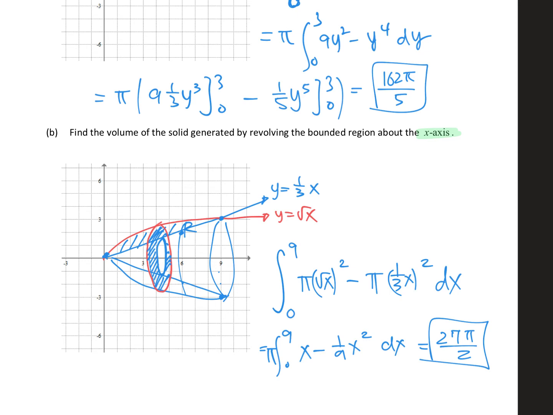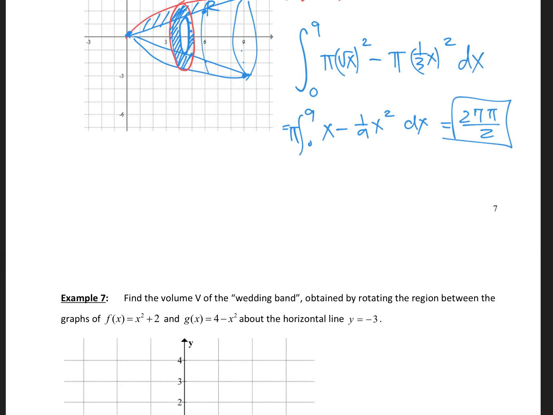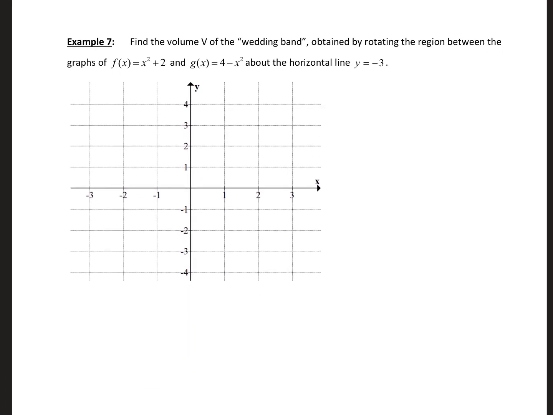All right. Let's look at the next one here. This one has a little extra twist. Find the volume V of the wedding band obtained by rotating the region between the function x squared plus 2, again a parabola that goes like this, and 4 minus x squared, a parabola that goes like this, about the horizontal line y is equal to -3. Okay, that's going to change everything.